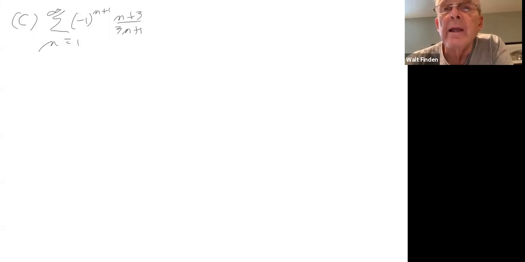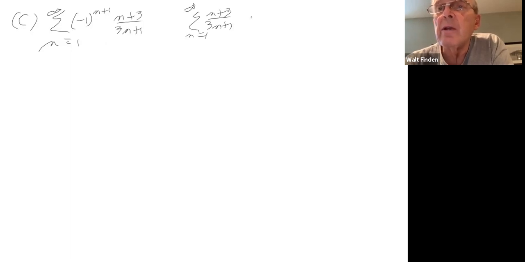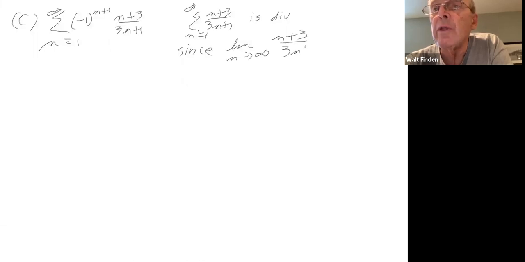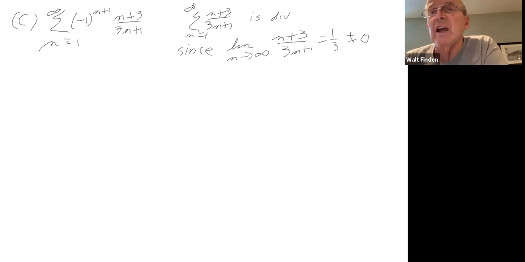Notice that the summation of (n+3)/(3n+1) is divergent because the limit of the nth term is 1/3. That's not equal to 0, and so we have divergence there. So this series is divergent.